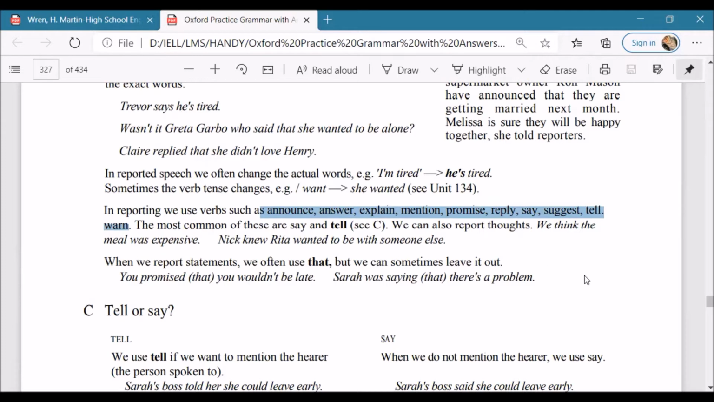Similarly for a warning and so on. Whenever she's making a prayer or she's promising something, you can choose the reporting word such as or any of these. These are the common reporting verbs, and these could again vary. For example, she exclaimed, she prayed, and so on. The most common words, however, we use are say and tell.